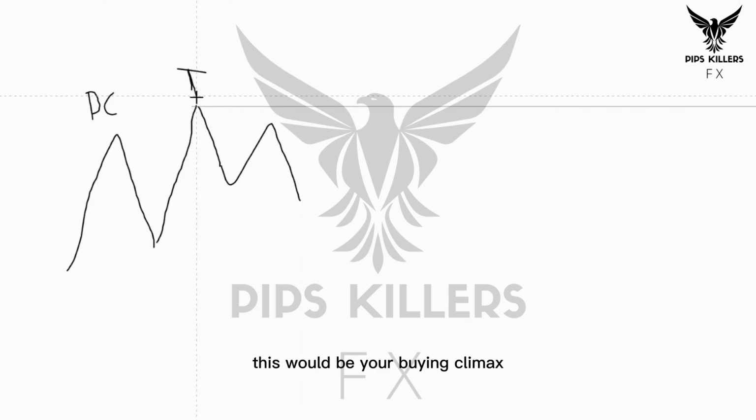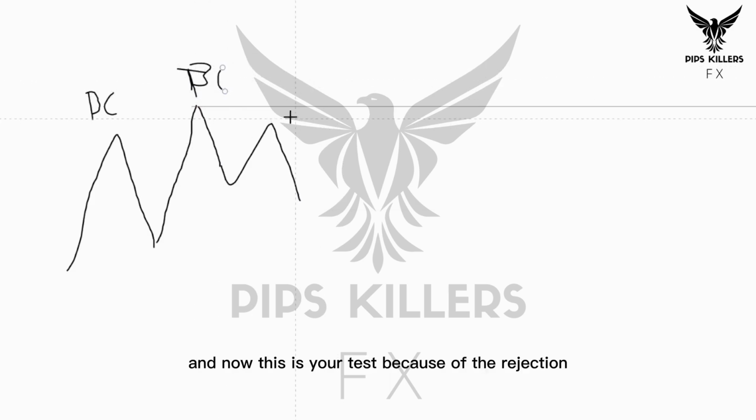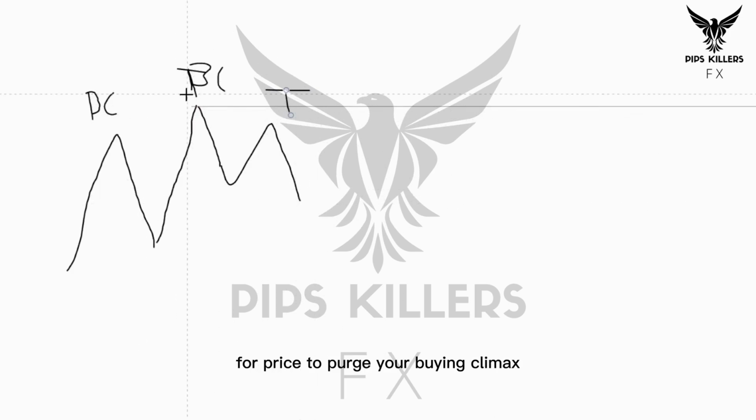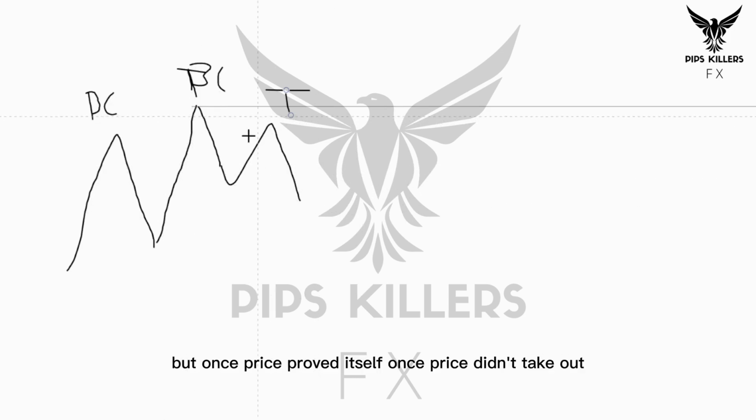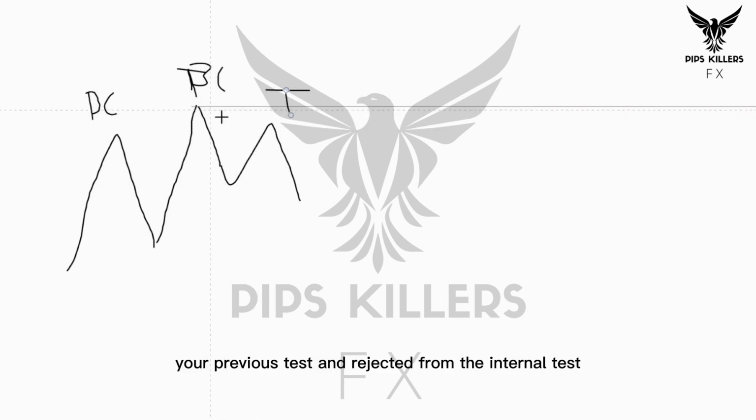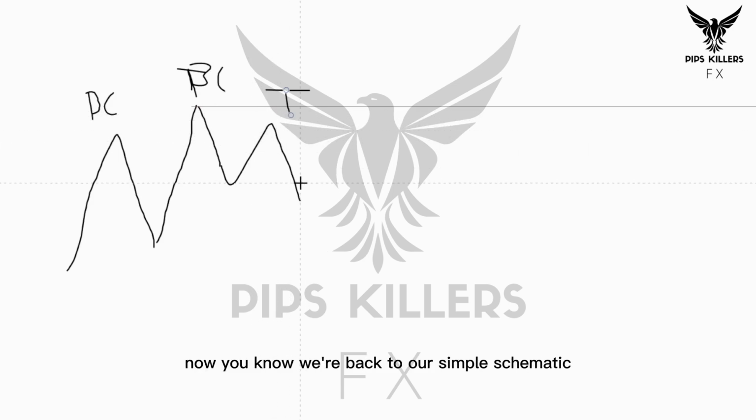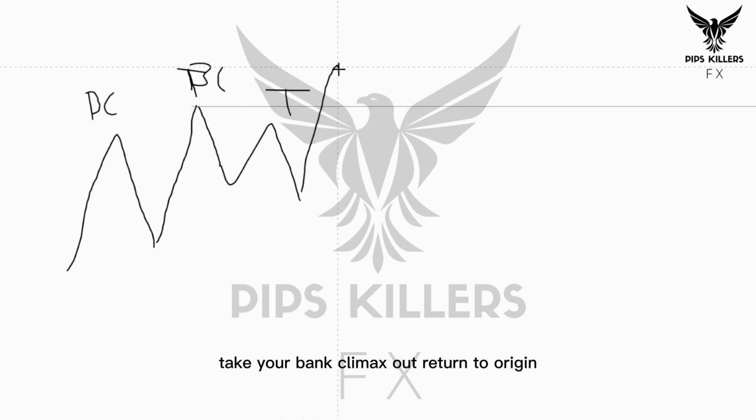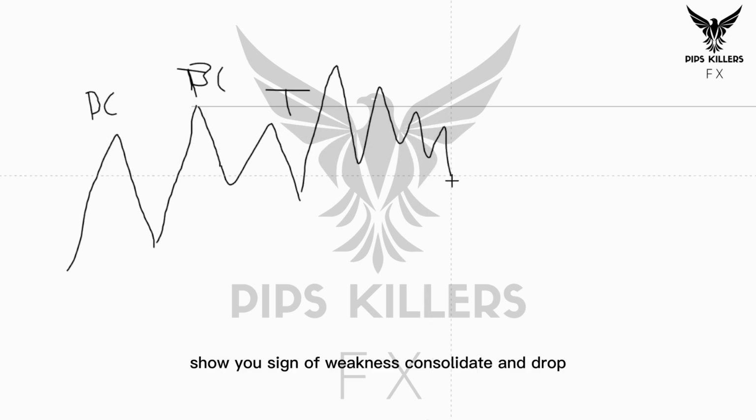This would be your buying climax. And now this is your test because of the rejection. So now what you're waiting for is for price to purge your buying climax. So initially you thought this was an advanced Wyckoff schematic. But once price proved itself, once price didn't take out your previous test and rejected from the internal test, now you know we're back to our simple schematic, and now you're waiting for price to take this level out, take your buying climax out, return to origin, show you sign of weakness, consolidate, and drop.